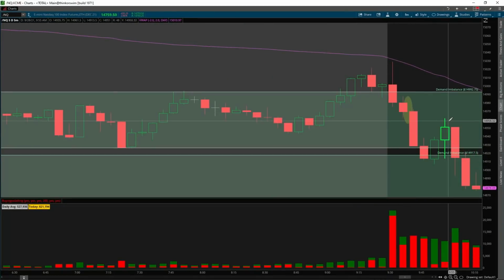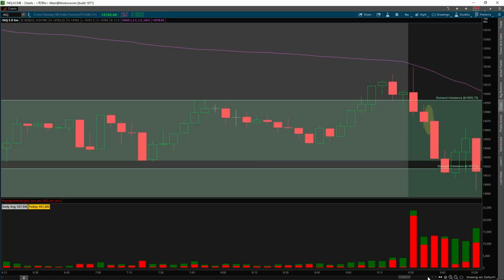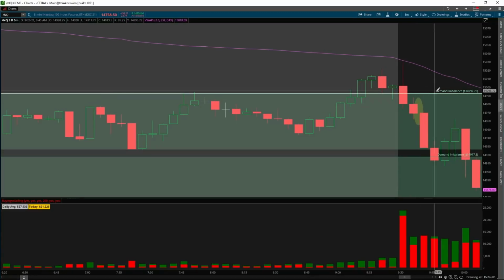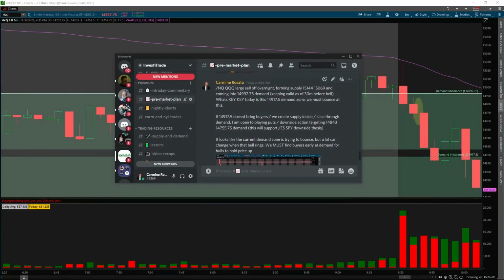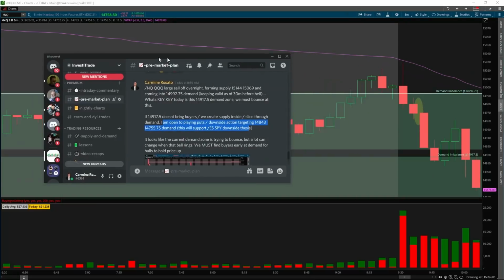I took QQQ long and I stopped out at this 10 o'clock candle for a small, not a big loss, but a decent loss. I think it was 32 cents on the contracts. Now, the next candle, we started selling off. And if you recall the plan, I said if it doesn't bring buyers or we create supply inside or slice through demand, I'm open to playing puts at this demand zone.